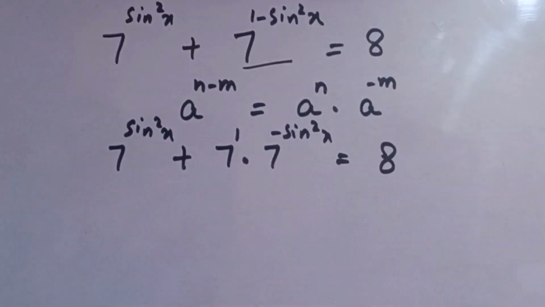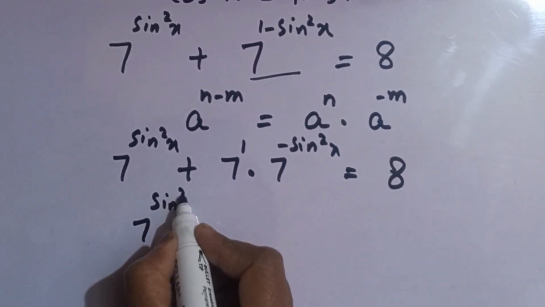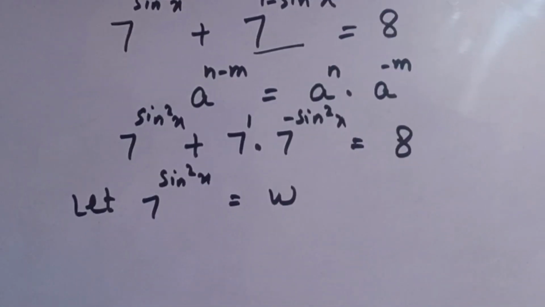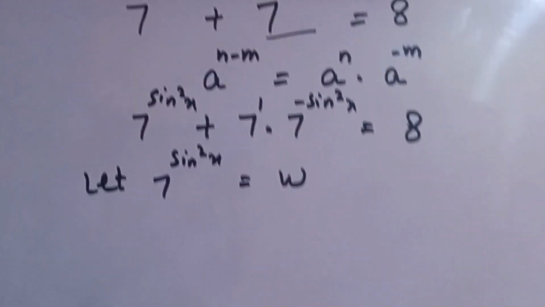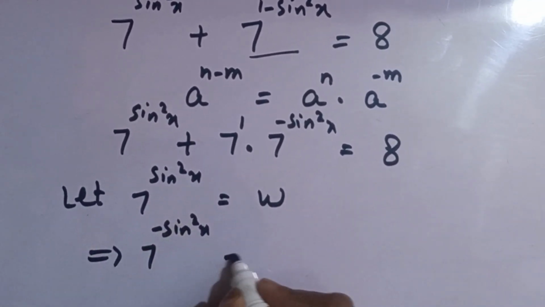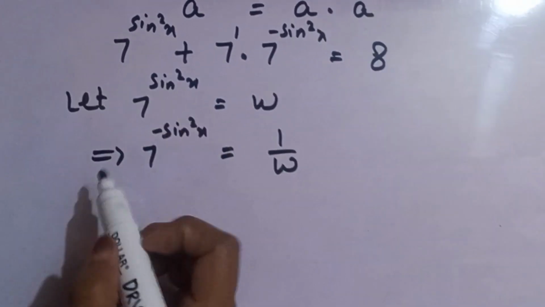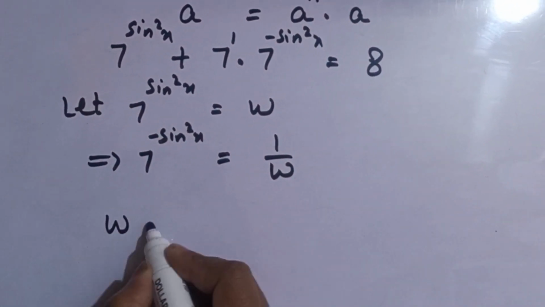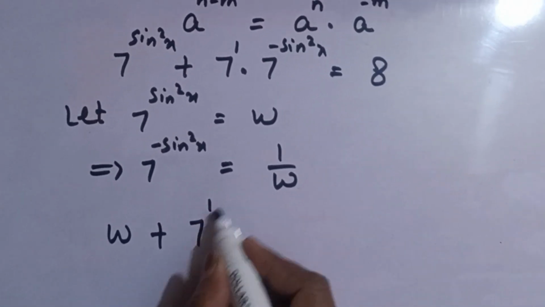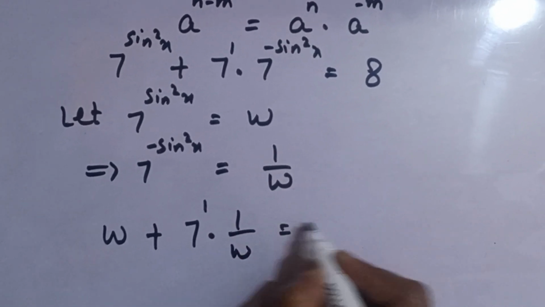And in the next step, we let 7 raised to the power sine square x be equal to w. Then this implies 7 raised to the power minus sine square x is equal to 1 over w. So the above equation will become w plus 7 raised to the power 1 multiplied by 1 over w, and this is equal to 8.